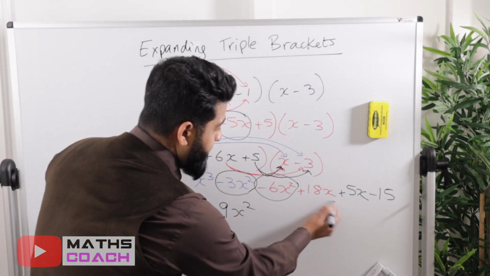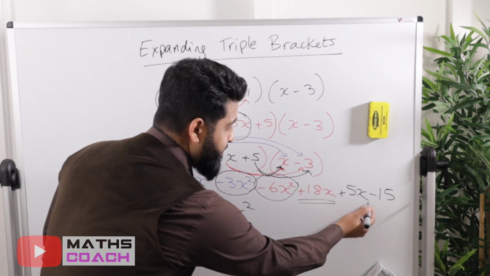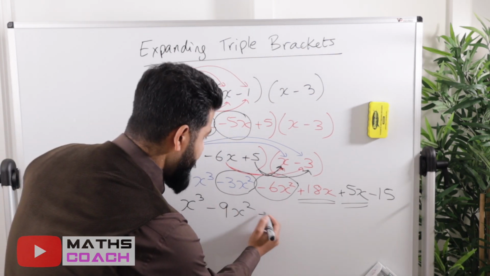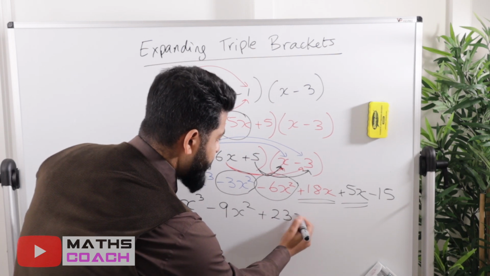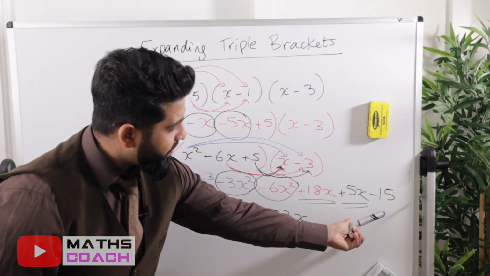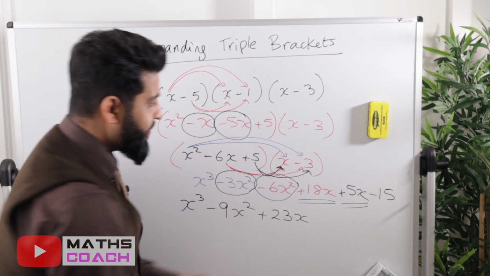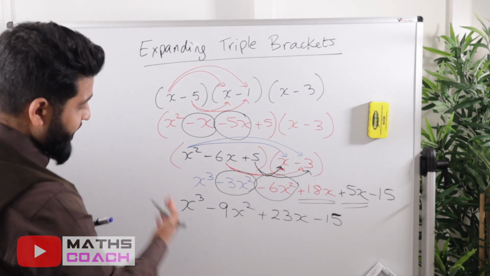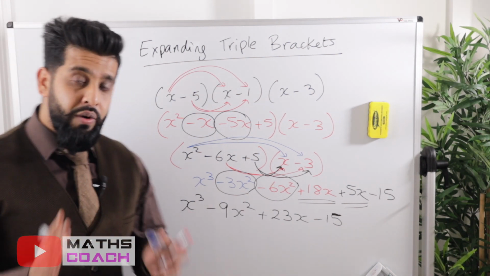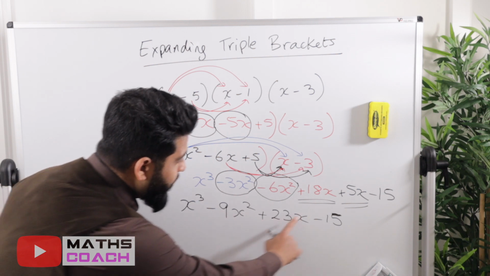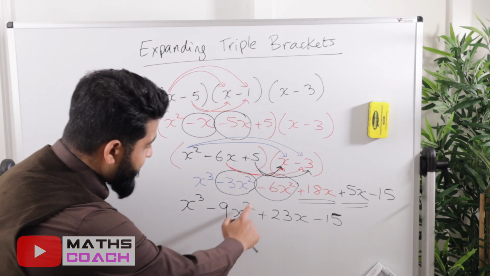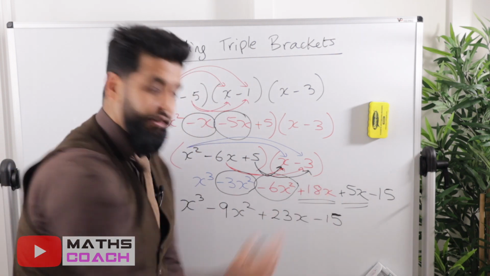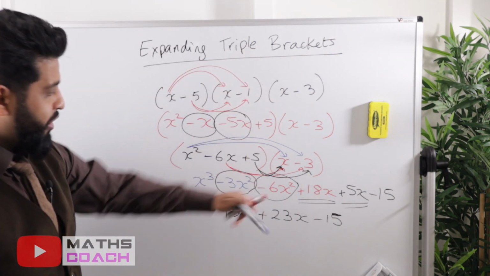Okay, plus 18x and plus 5x. Collect them together, you get 18 plus 5, which is 23, so 23x. Minus 15, part of the number family, has nothing in common, so minus 15 just gets added to this. Now, to know that you've done this correctly, one of the things you can do is check that there are no like terms. So x cubed minus 9x squared plus 23x minus 15. Each term is different. And that is your answer, the expansion of that.